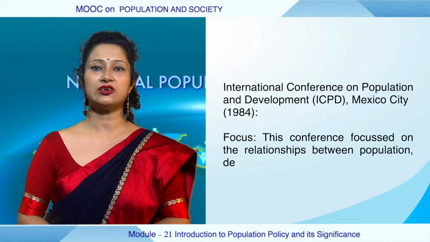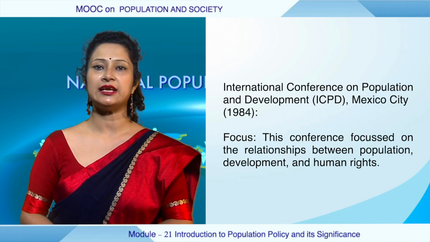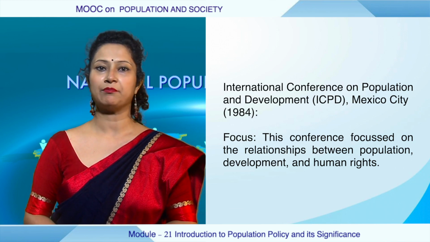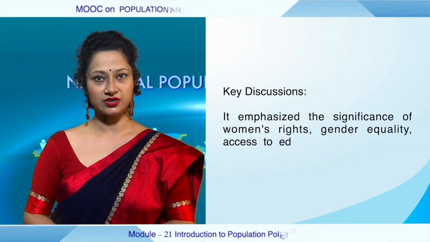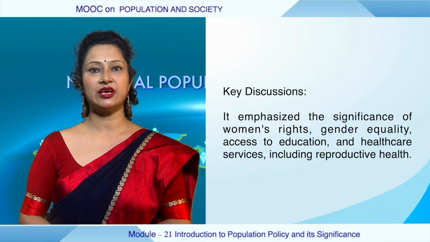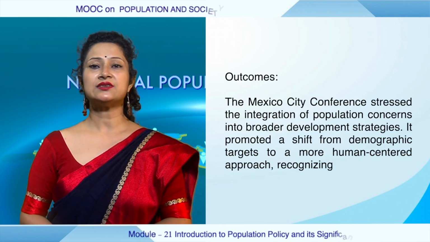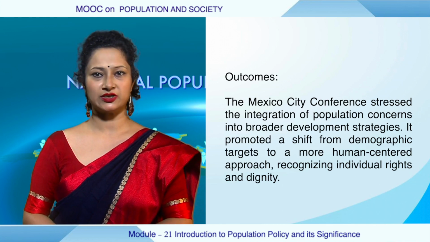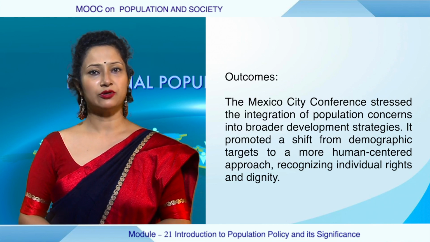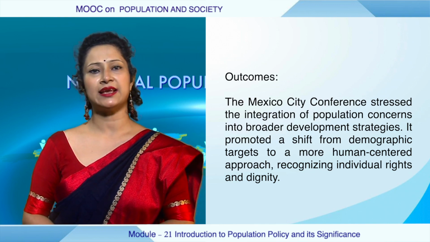Next, we have the International Conference on Population and Development, ICPD, Mexico City, 1984. The focus was on the relationships between population, development, and human rights. The key discussions emphasized the significance of women's rights, gender equality, access to education and healthcare services, including reproductive health. Outcomes: the Mexico City Conference stressed the integration of population concerns into broader development strategies. It promoted a shift from demographic targets to a more human-centered approach, recognizing individual rights and dignity.